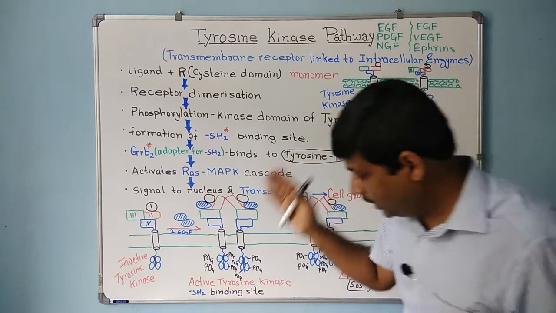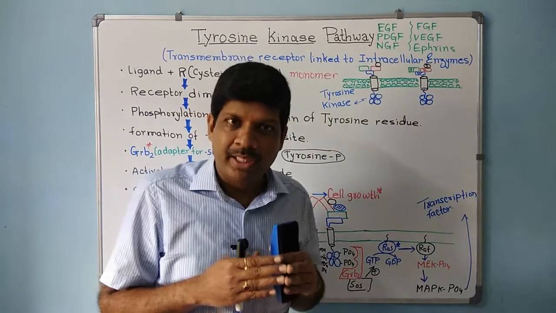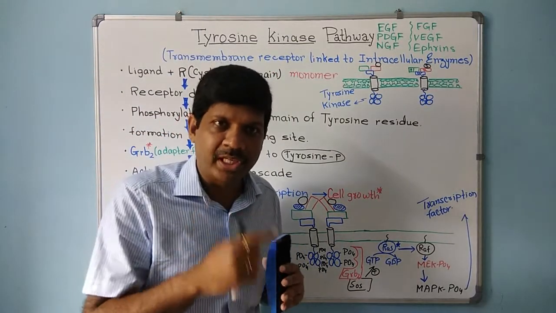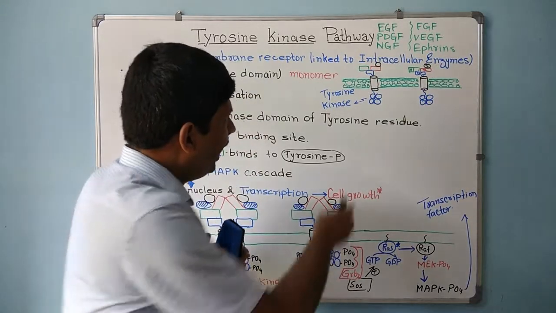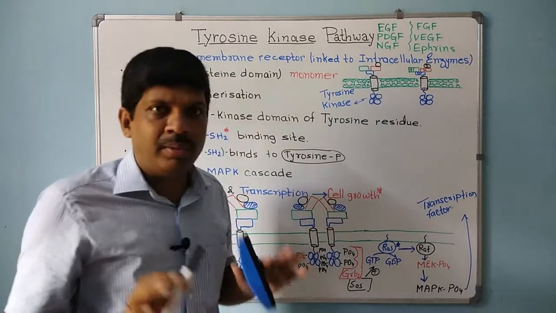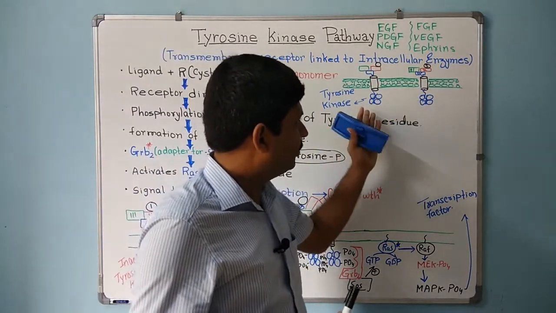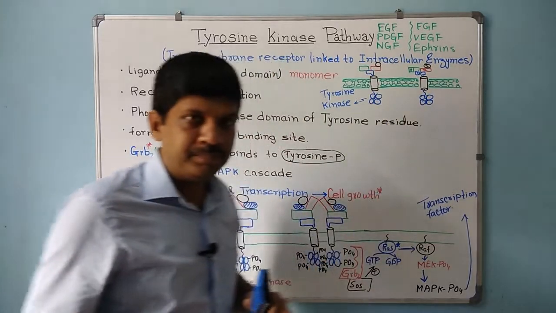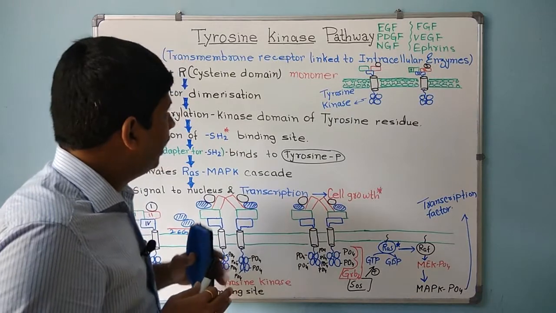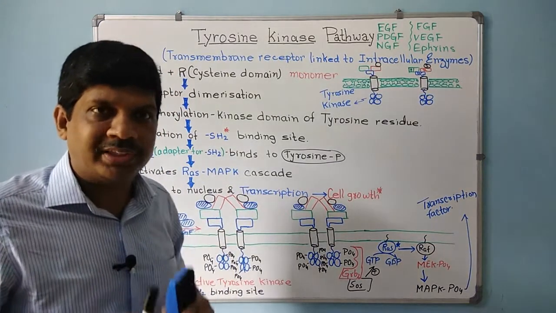Initially, when the ligand is not bound to the receptor, it exists in the monomer form, a single unit. I have shown here the form when the ligand is not bound to the receptor. There is one monomer here and one monomer here, separately present in the membrane. Now what happens? The ligand binds with the receptor.